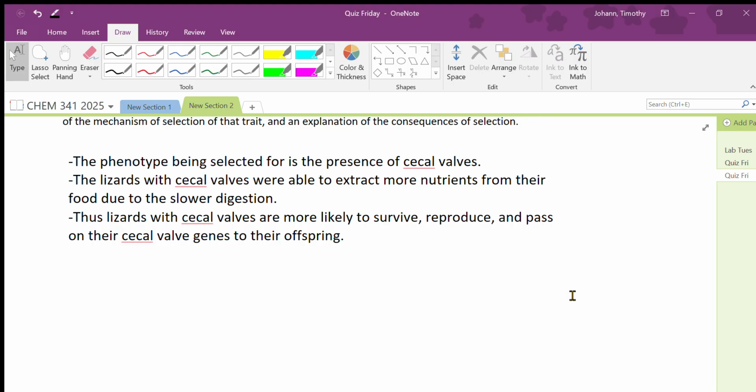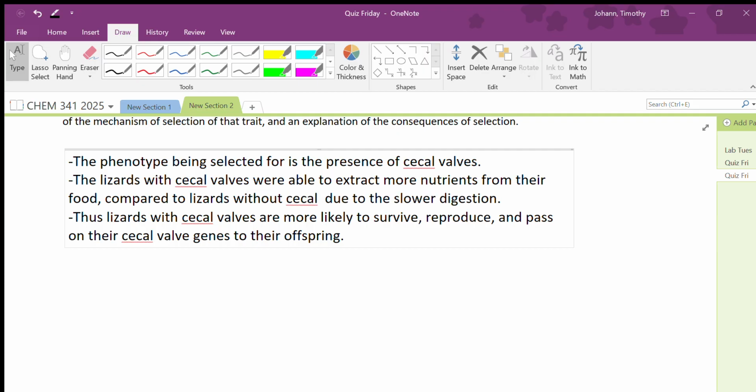Why don't I add that? Compared to lizards without cecal valves. And that would make it really super clear. So that is a better answer. And depending on how you wrote your answer with your words, if it was really clear that you had it, you get full credit. But depending on different arrangements of words there, maybe it wouldn't be as clear, if that makes sense. And so this might save you.